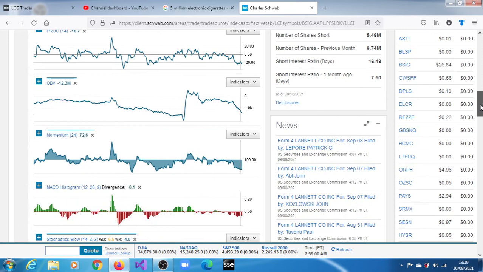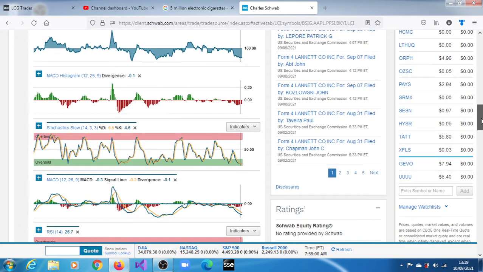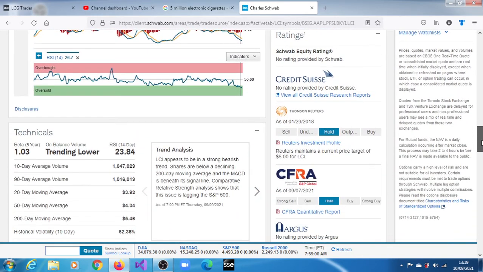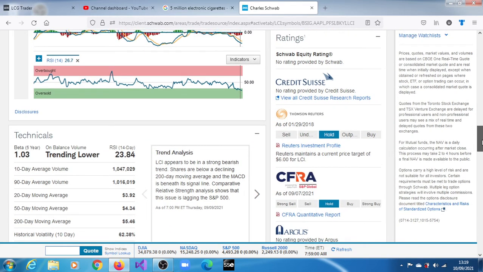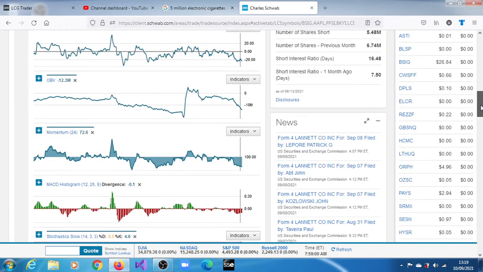So yes, all the indicators and oscillators are very, very bearish. The stock is completely oversold. Let's see what the volume is like. The volume is at 1.047 million shares for the last 10 days.